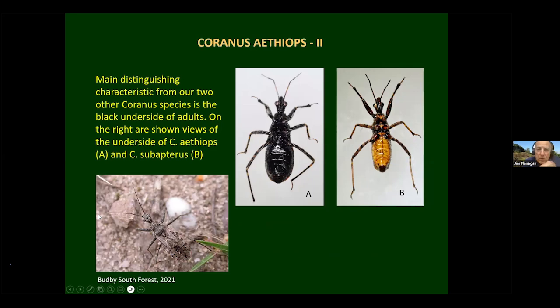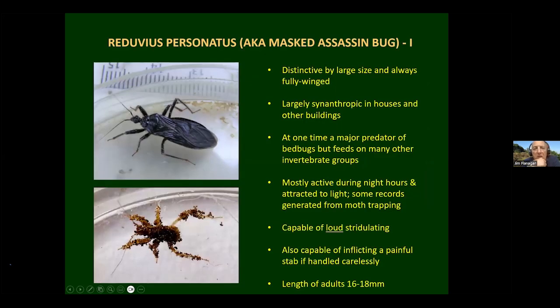Reduvius personatus, also known as the masked hunter or master assassin bug. This is a really distinctive bug by its large size, and it's always fully winged and majorly synanthropic. At one time, it was a major predator of bed bugs, but it feeds on many other invertebrate groups. Mostly active nocturnally and is attracted to lights, especially moth trapping.